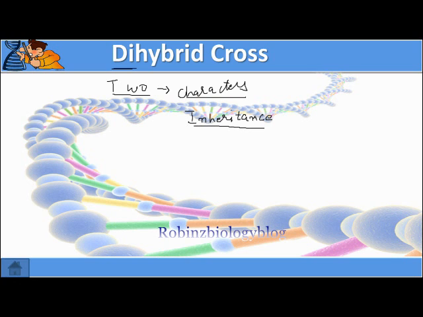So anyways, two characters and their inheritance simultaneously. When we talk about two characters and their inheritance, there is a huge variation in the results that we see if we compare it to a monohybrid cross. So today we will take a look at how this actually happens, and what kind of questions, and how it is going to be asked in your exams.